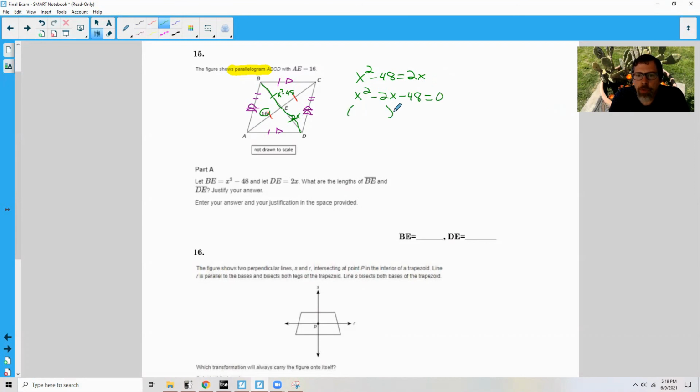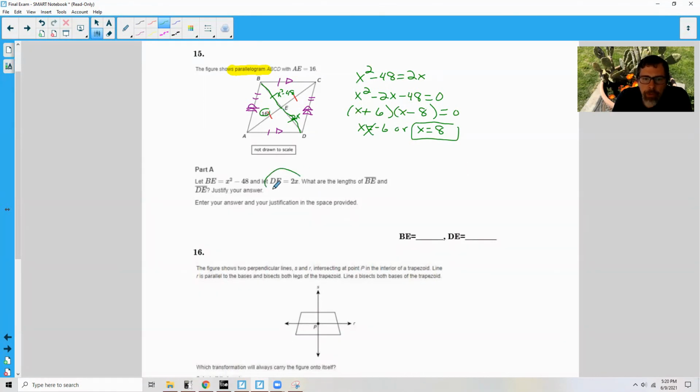And then I'm going to factor it. So x times x is x squared. And I'm looking for factors of 48 that differ by 2. And they're opposite signs, so I'm going to put a plus minus. 6 times 8 is 48. I need the 8 to be negative to get a negative 2. So therefore, x equals negative 6 or x equals 8. We're talking about distance here. Distance can't be negative. My answer is x equals 8.